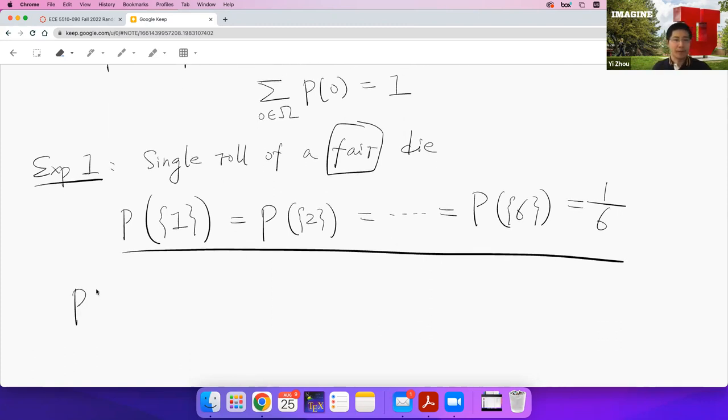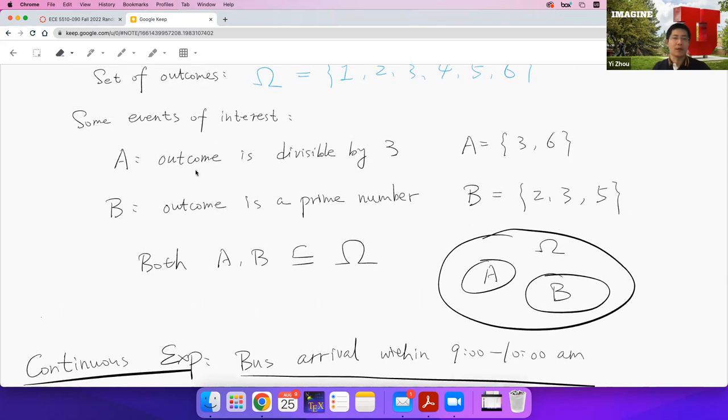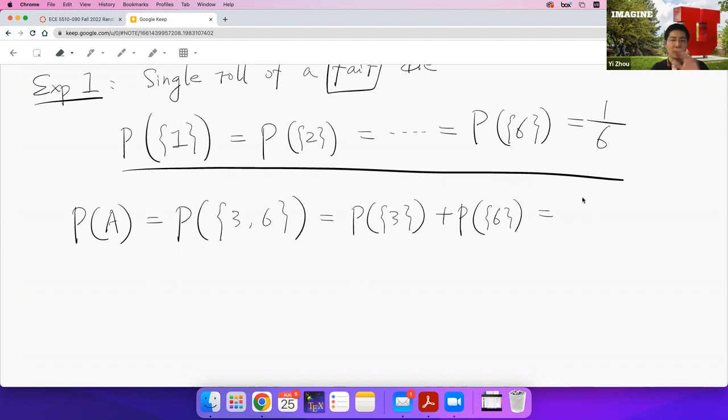For example, we can consider the probability of event A. Going back to the previous example, event A means the outcome is divisible by 3. So A has these two elements. When we calculate the probability of this event, it's basically the probability of observing either 3 or 6. In the traditional probability theory, we calculate the probability of the event by summing up the probability mass of all the outcomes in that event. So this event A has 2 outcomes, 3 and 6, and we sum up their individual probability mass. Because it's a fair die, we know it's 2 over 6. So that's the probability of A.